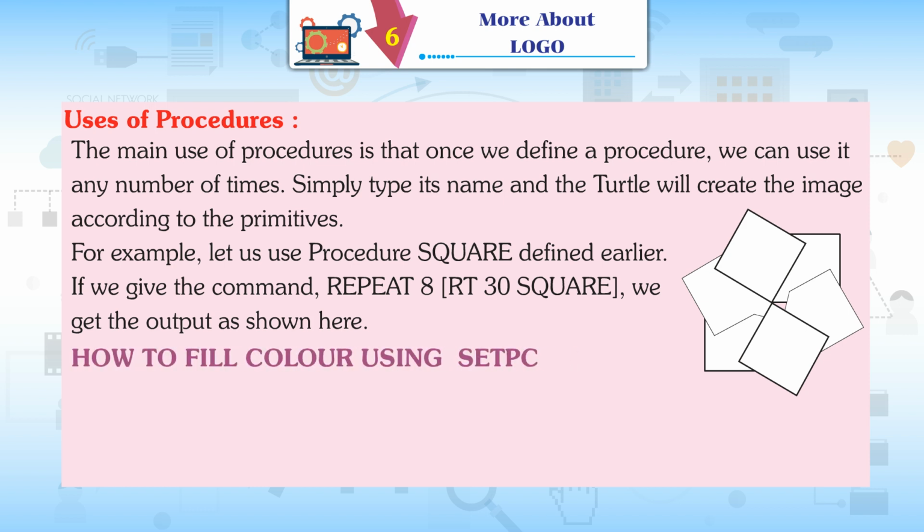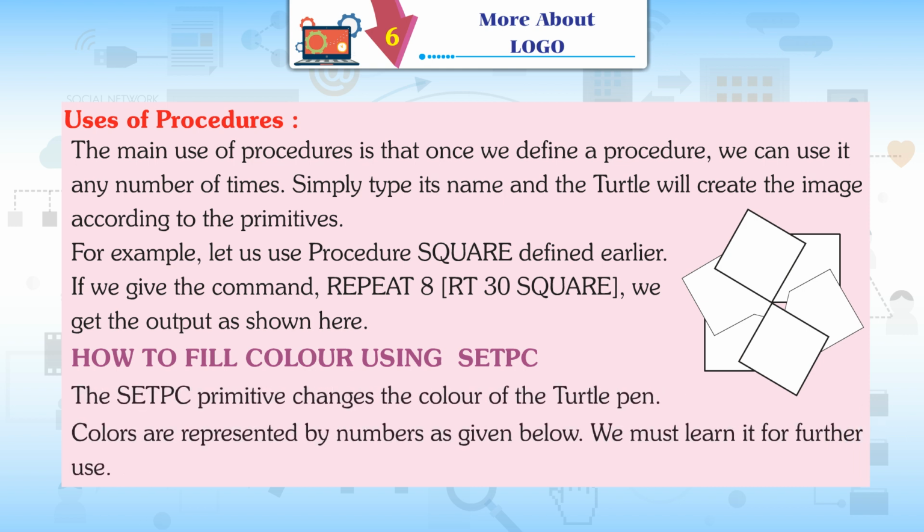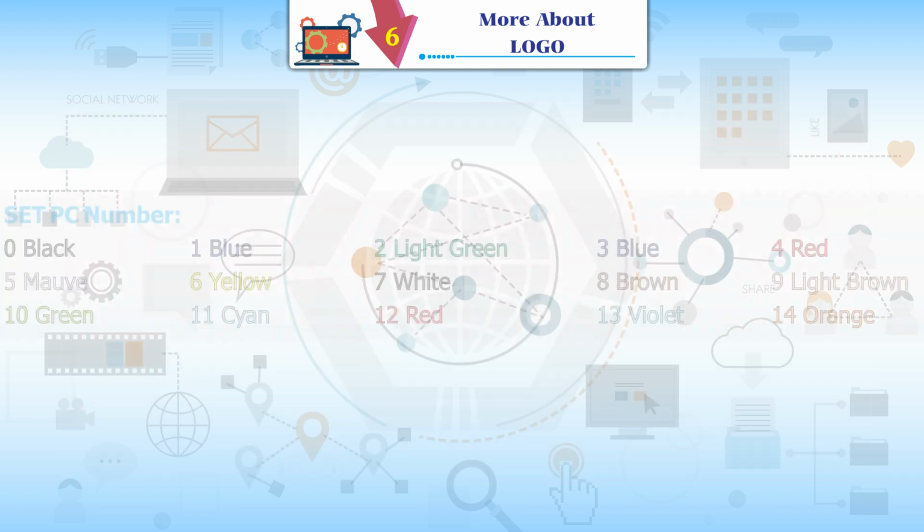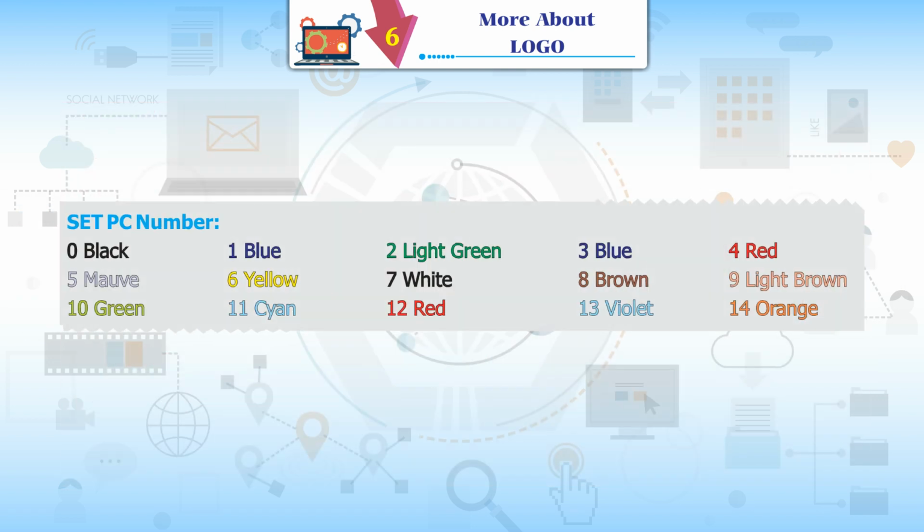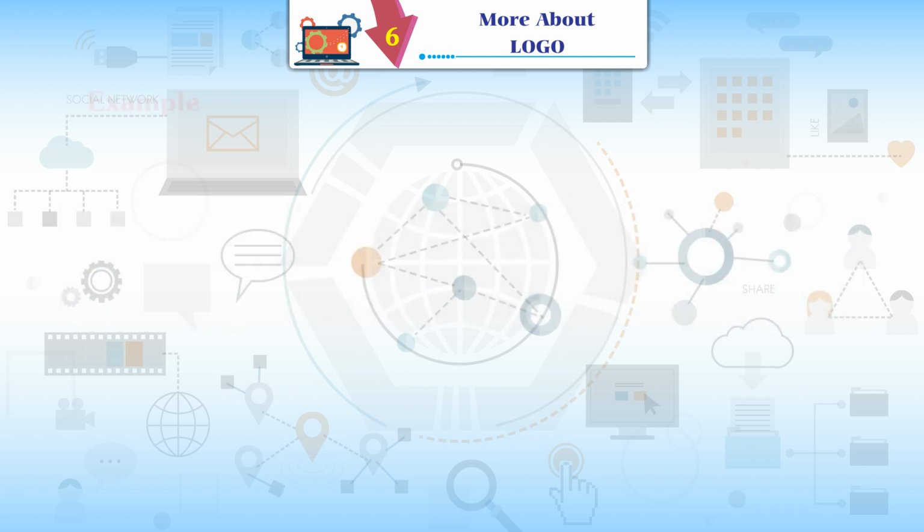How to fill color using SETPC. The SETPC primitive changes the color of the turtle pen. Colors are represented by numbers as given below. We must learn it for further use. SETPC number. 0 black, 5 mauve, 10 green, 1 blue, 6 yellow, 11 cyan, 2 light green, 7 white, 12 red, 3 blue, 8 brown, 13 violet, 4 red, 9 light brown, 14 orange.